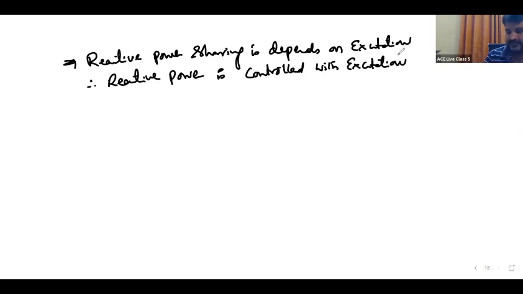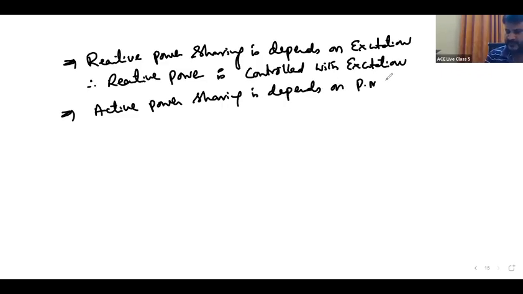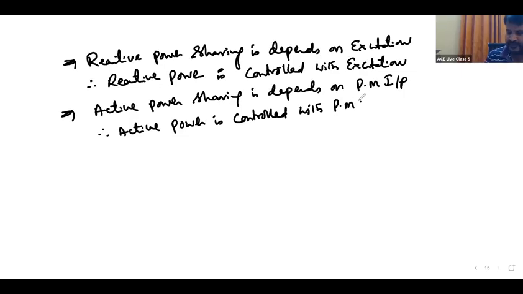Reactive power is controlled with excitation. And active power sharing depends on the prime mover input. Therefore, active power is controlled with the prime mover input.